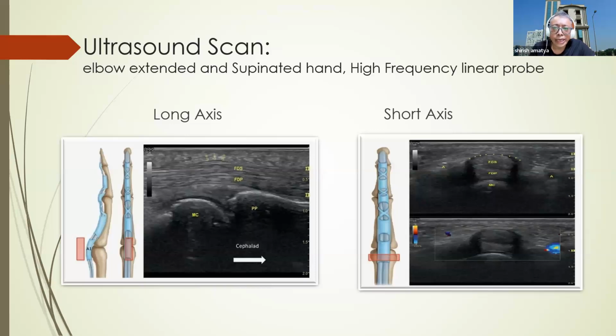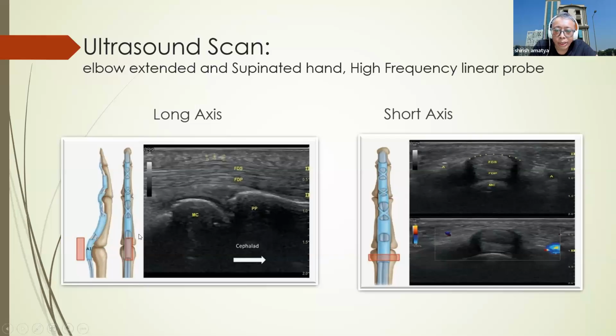Regarding the ultrasound scan, normally we scan the A1 pulley with the elbow extended and the hand supinated, and we use a high frequency linear probe. Here in the slide, I have shown both the long axis and short axis views. On the left side of the screen, you can see the long axis view of the A1 pulley. If you look carefully, the red box is the placement of the ultrasound probe, just over the metacarpophalangeal joint. Half of the probe is towards the head of the metacarpal and half is towards the phalanx.